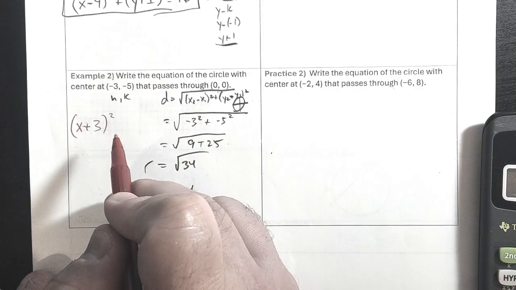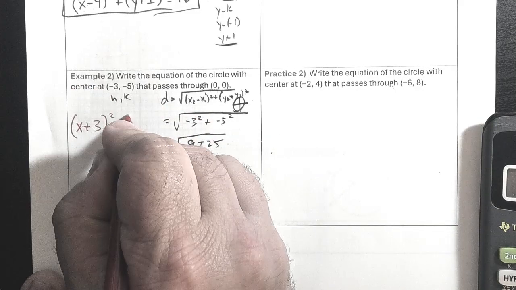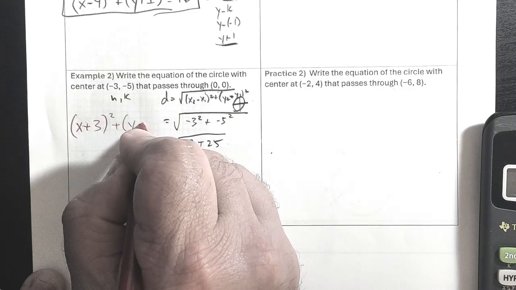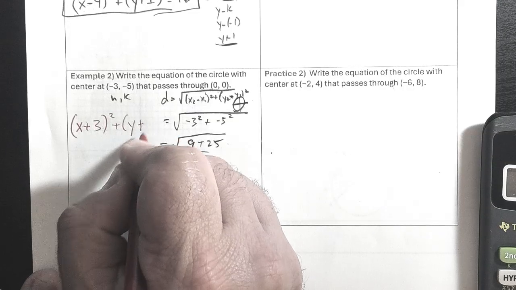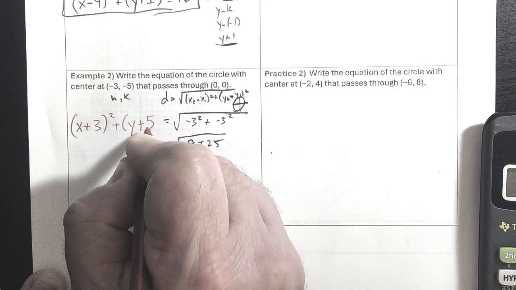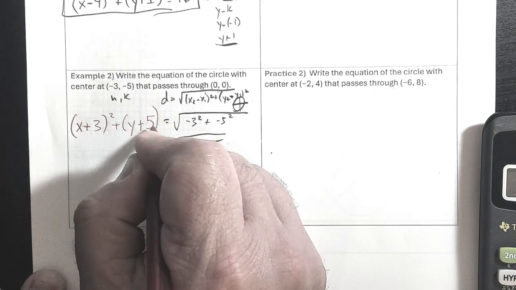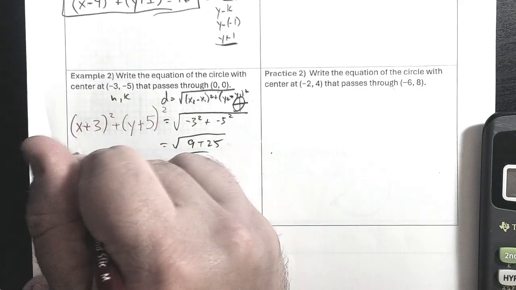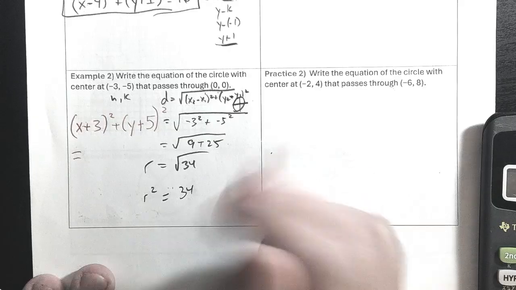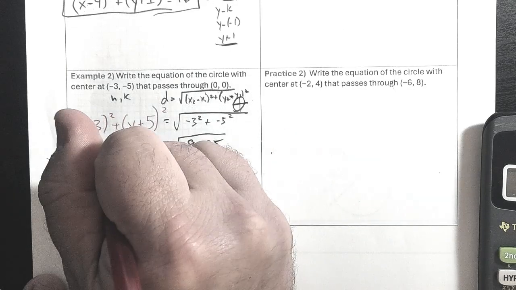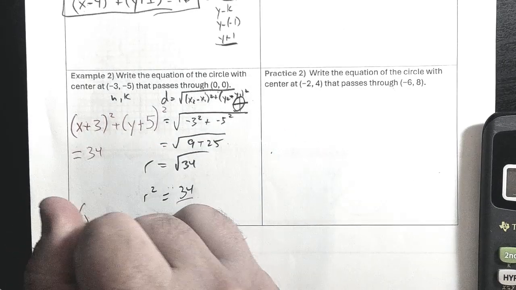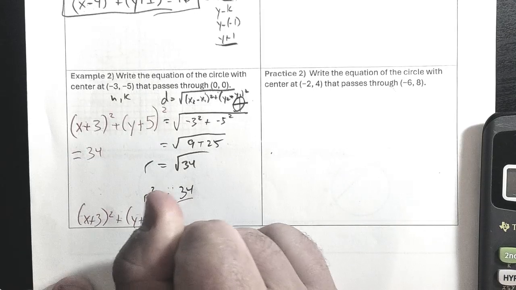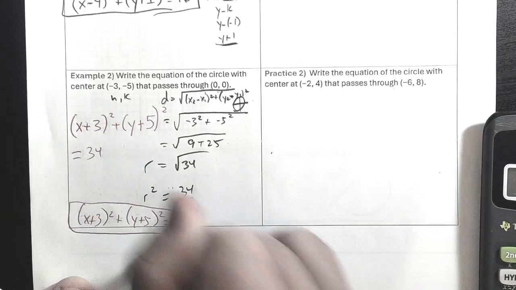All right, then y minus negative. See how I made it a plus, because that's what happens. Two negatives make it positive. Squared, and then equals, so the radius squared is 34. Just to clear it up, down here it's x plus 3 squared plus y plus 5 squared equals 34. So this is your answer.